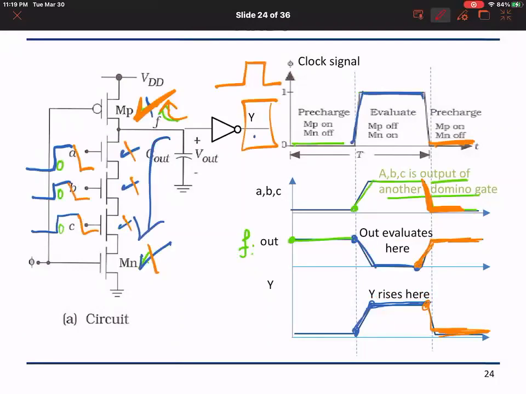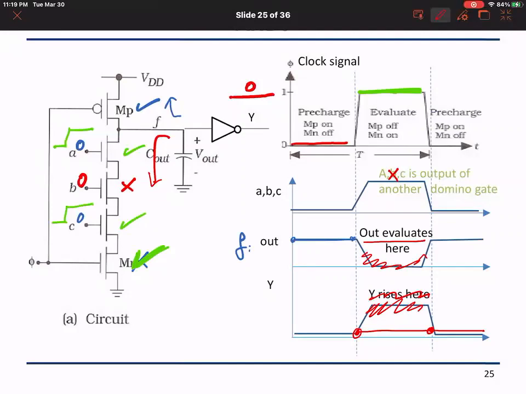So if we compare the two examples, when the block evaluates, it will result in an output that rises. If it does not evaluate, based on the logic inputs, then the output will be 0. Therefore, the output can be 0 or 1 during evaluate. So during evaluate, my output may or may not change. But before evaluate, the output will be 0, and during evaluate, I can have either a 0 or 1.